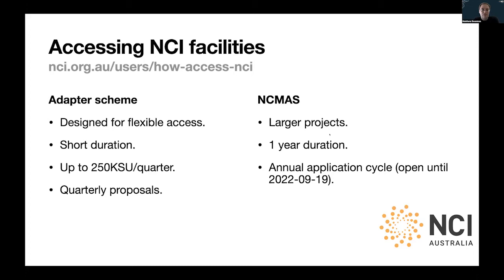NCMAS, as I said, is annual, which may not be suitable in every case. Recently, over 2022, the Adapter scheme has started up, which is designed for flexible access. It's designed for shorter duration projects of up to 250,000 SUs per quarter. SUs are the unit of compute that we use here, and it takes quarterly proposals. The cycle for proposals beginning in the last quarter of this year has just closed, and there will be another one opening up later, for the start of 2023.